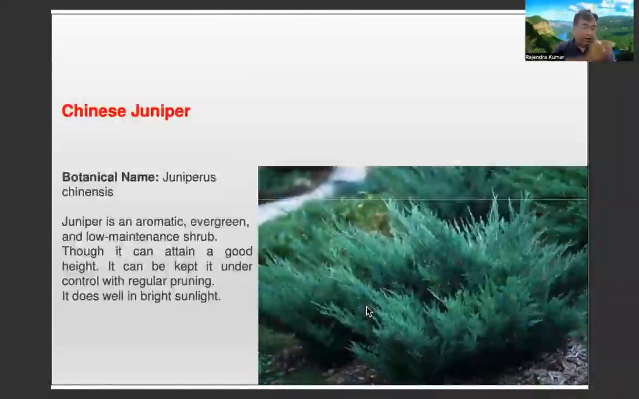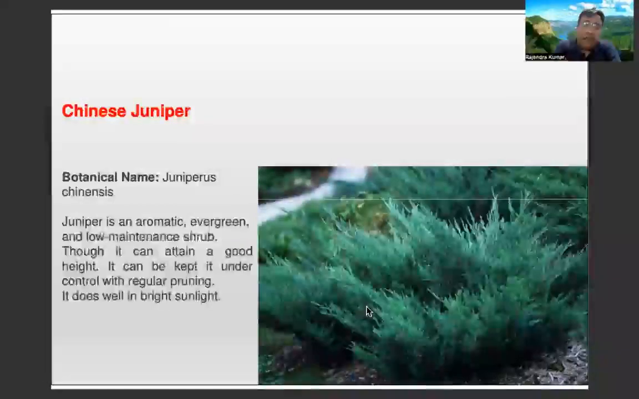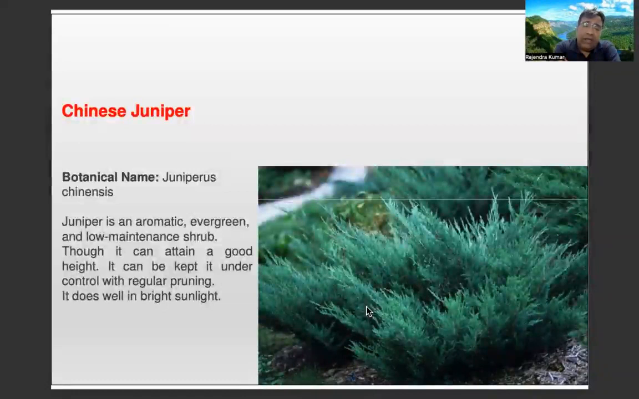So this is another type of shrub. It's called Chinese juniper. Their botanical name is Juniperus chinensis. So juniper is an aromatic, evergreen, low maintenance shrub. Though it can attain a good height, it can be kept under control with regular pruning. It does well in bright sunlight.